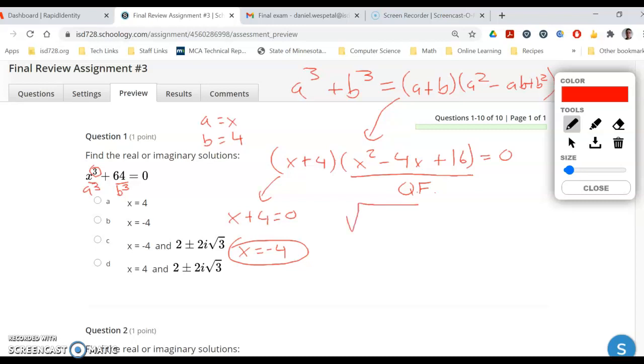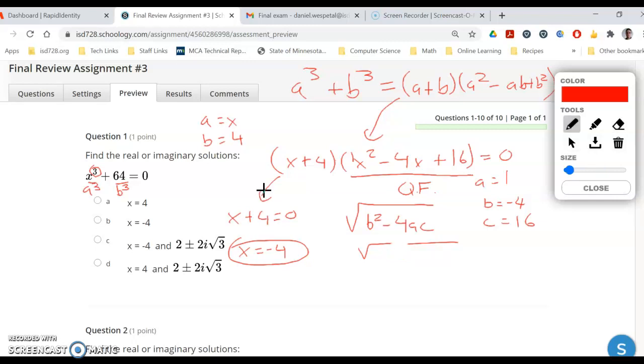I always recommend doing b squared minus 4ac first. And please realize this is a new ABC. I know we had a and b over here, but now we're going to take ABC from this quadratic. So a is going to be 1, b is going to be negative 4, and c is going to be 16. Okay, so starting with this part, I'm going to do negative 4 squared.